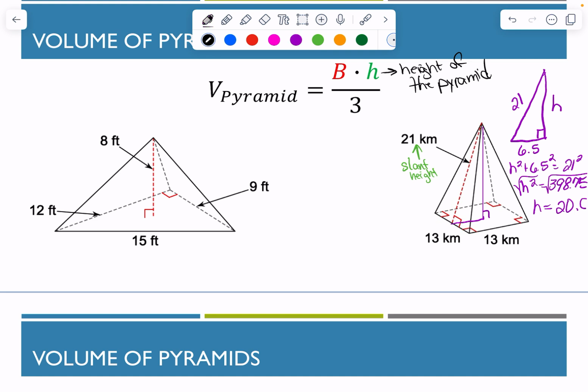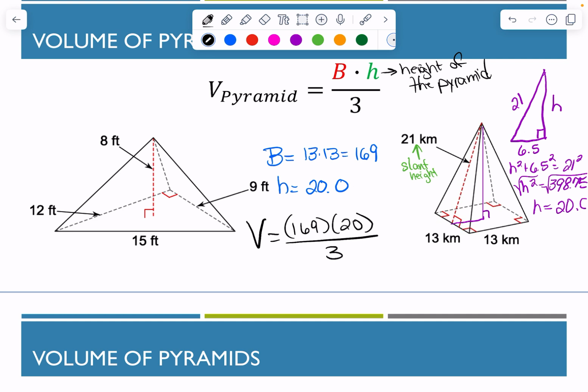So now let's go through and fill in the other. The first thing I need to know is the base. What is the area of the base? Well, again, it's a square, so I'm simply going to go 13 times 13, which is 169. Then I need the height, and we just found that to be 20.0. So now the volume is equal to 169 times 20 divided by 3.